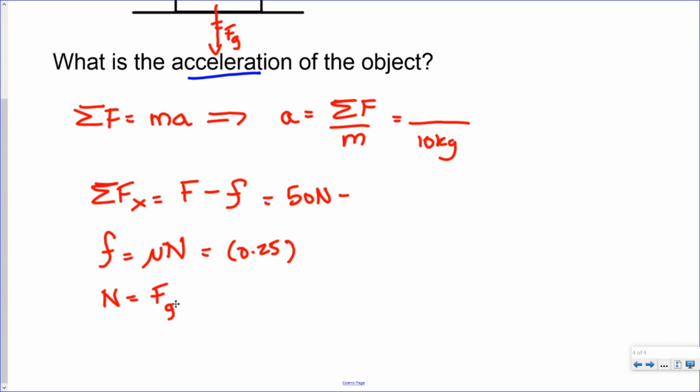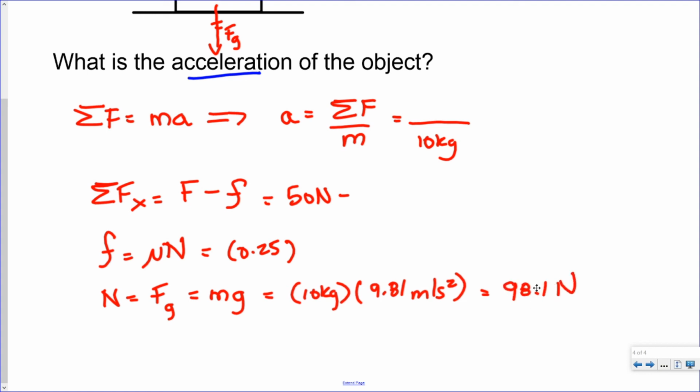Do I know the force of gravity? No, but I can find it. How do we find the force of gravity? We do mass times acceleration due to gravity. And at this point, I think we're as deep down the rabbit hole as we need to go. I think we can solve this to plug into here, to plug into here, to plug into here to get our final answer. So let's see if we can do this. So our mass was 10 kilograms times acceleration due to gravity, 9.81 meters per second squared. Don't need to pick up a calculator, just move the decimal, 98.1 newtons. That is going to go right here, because that's our normal force.